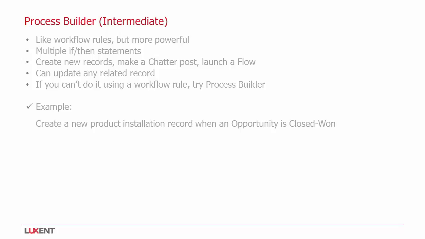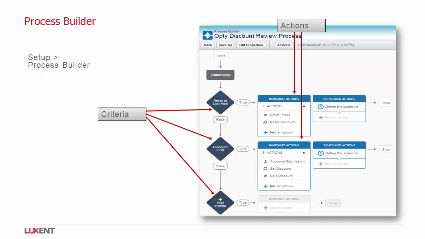Creating a new product installation record whenever an opportunity is closed won would be a perfect use case for the Process Builder. To use the Process Builder, search for Process Builder in the Setup menu. Here's a quick snapshot of what the Process Builder interface looks like.